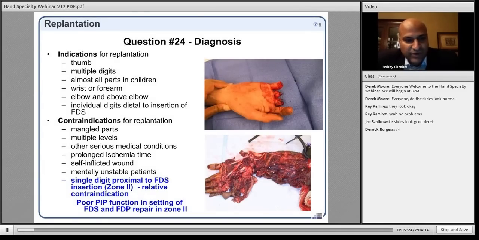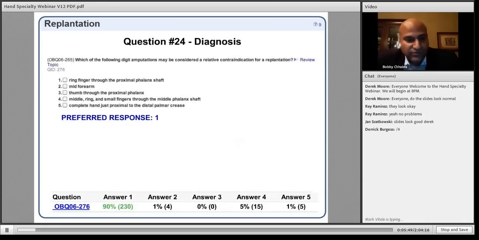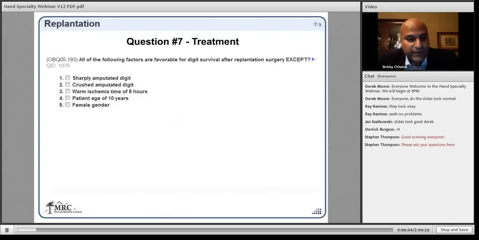Contraindications are a mangled extremity, multiple or segmental injury, other medical comorbidities, prolonged ischemia time of greater than 6 hours in a limb, a self-inflicted wound, a mentally unstable patient, and a single digit proximal to FDS is a relative contraindication. So a zone 2 amputation should not be considered for replantation because it results in poor PIP function. So the answer to this question is a ring finger amputation through the proximal phalanx shaft, which is a zone 2 amputation, and that's a relative contraindication for replantation. So 90% of you got that question right.